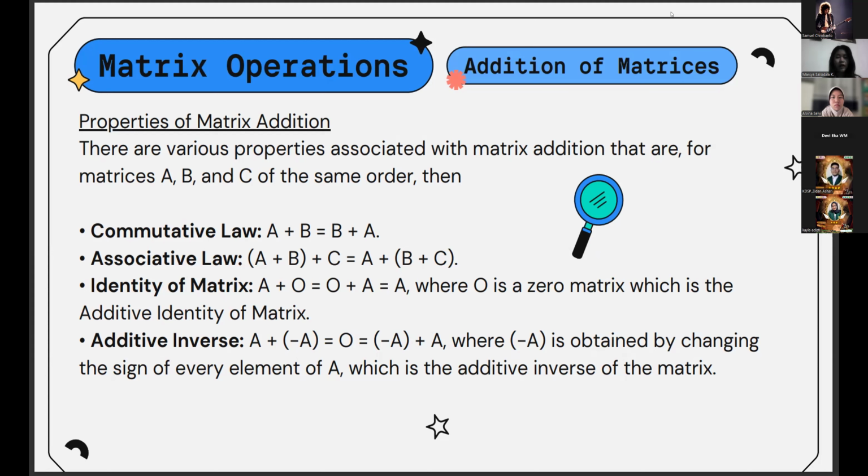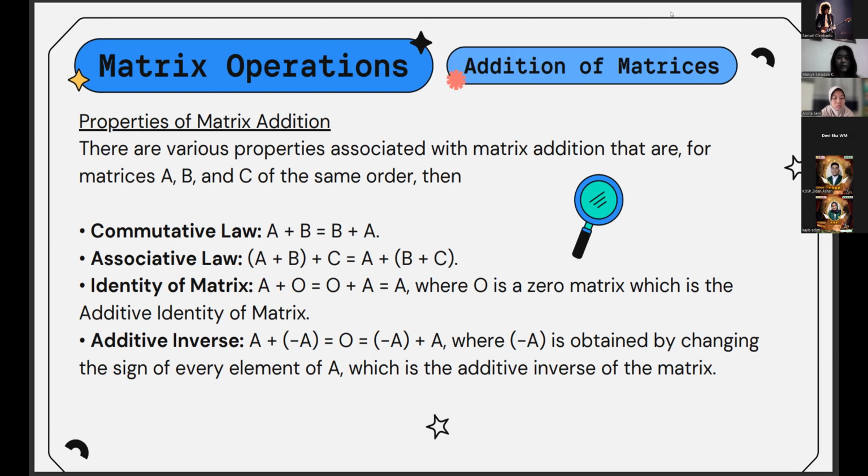Here we have the properties of matrix addition. There are various properties associated with matrix addition for matrices A, B, and C of the same order. The first one is the commutative law: A plus B equals B plus A. The second one is the associative law: A plus B plus C equals A plus B plus C.